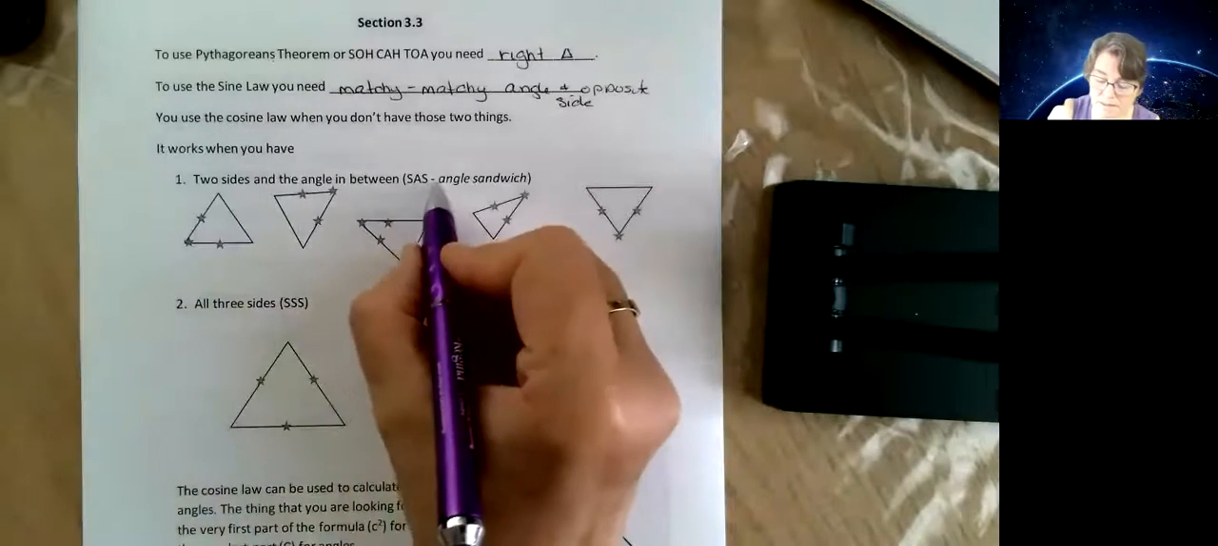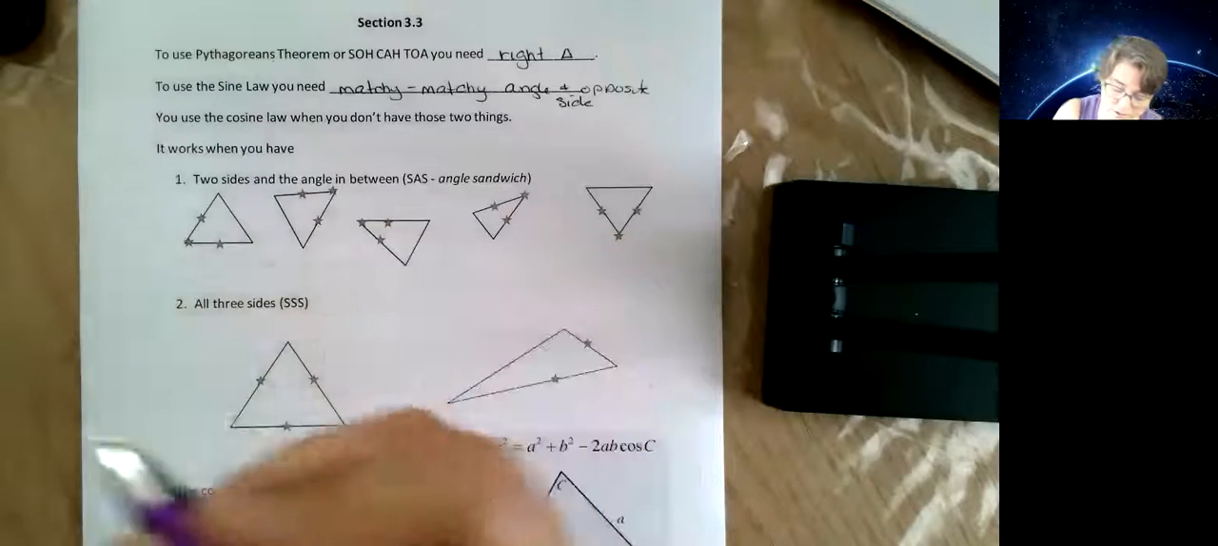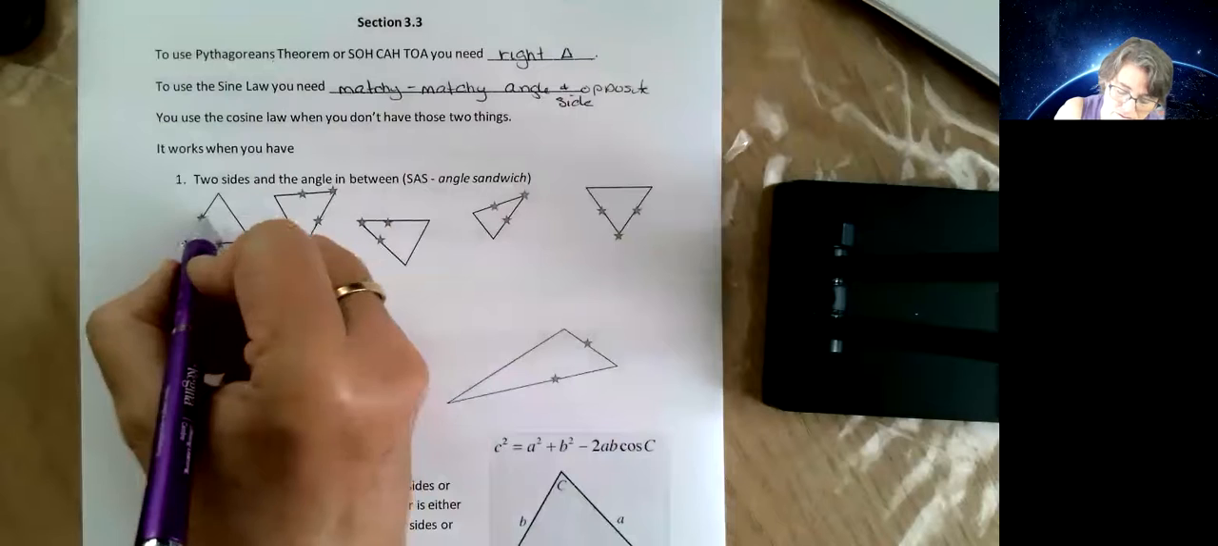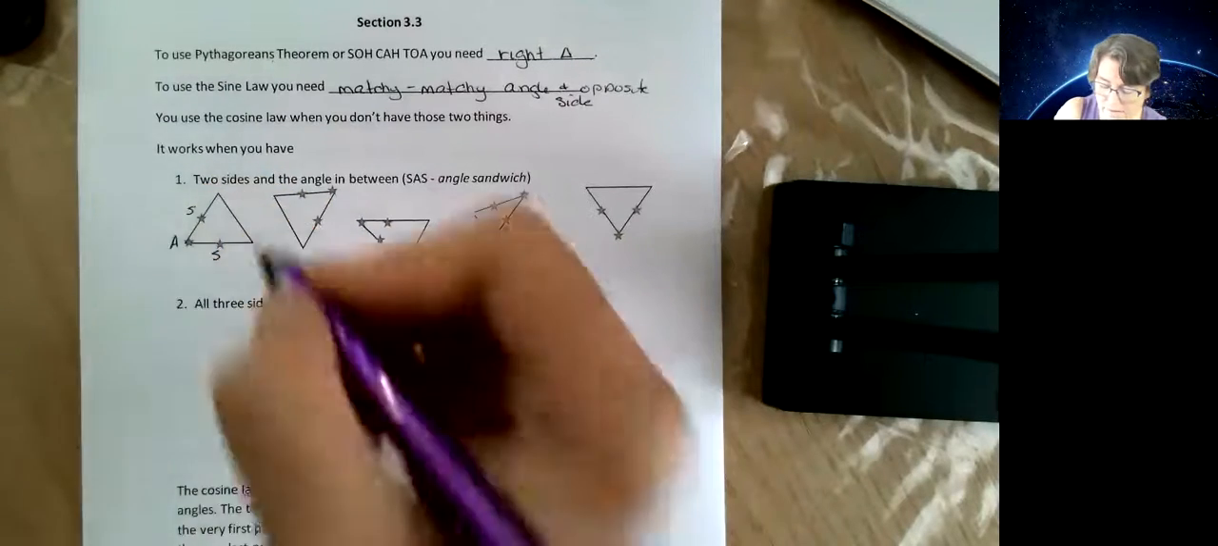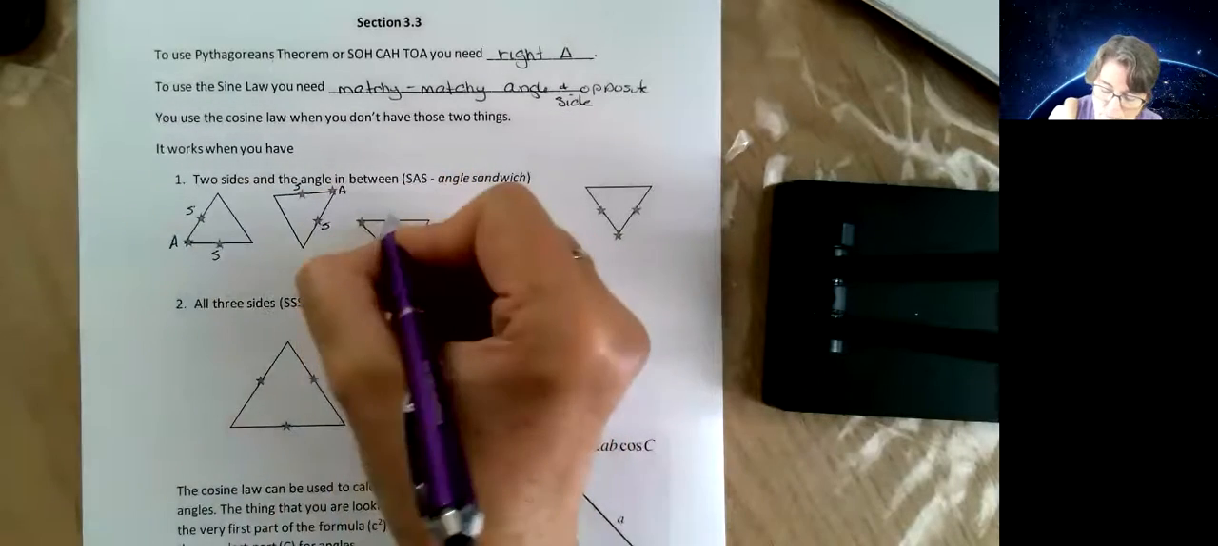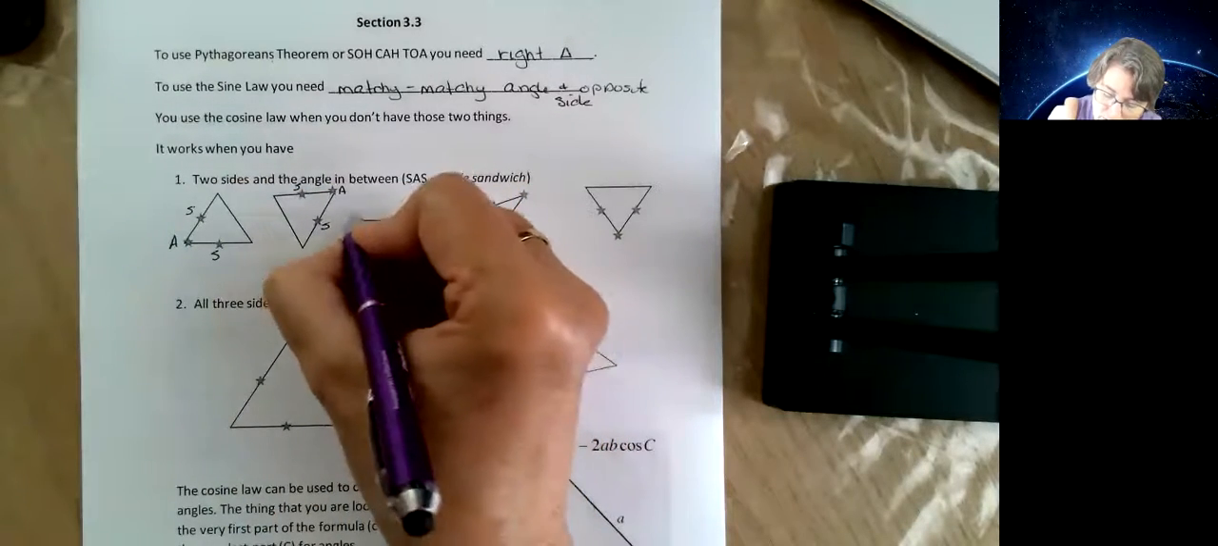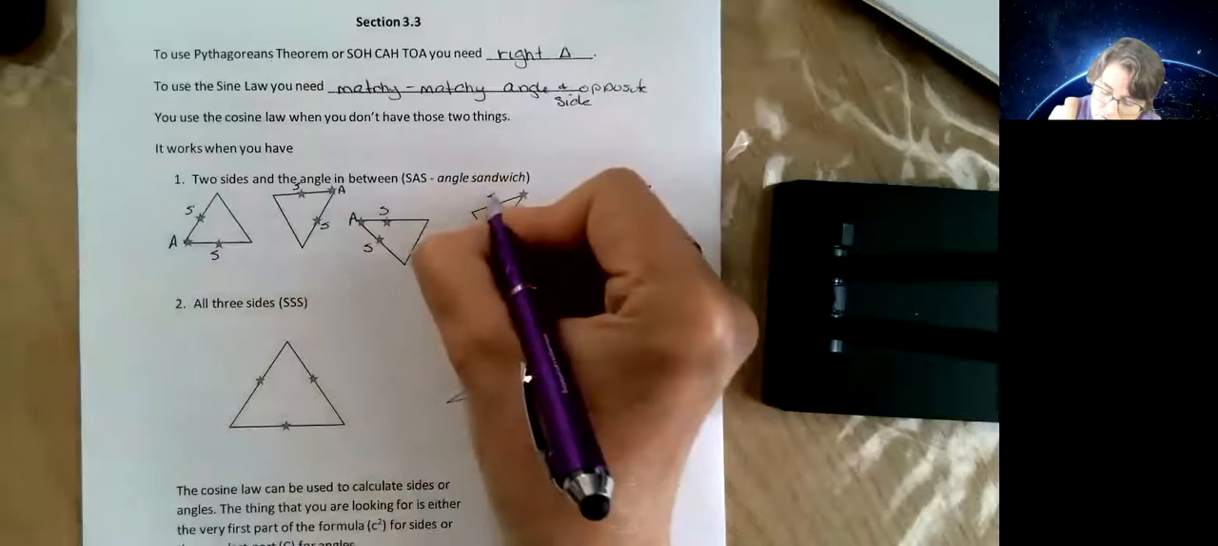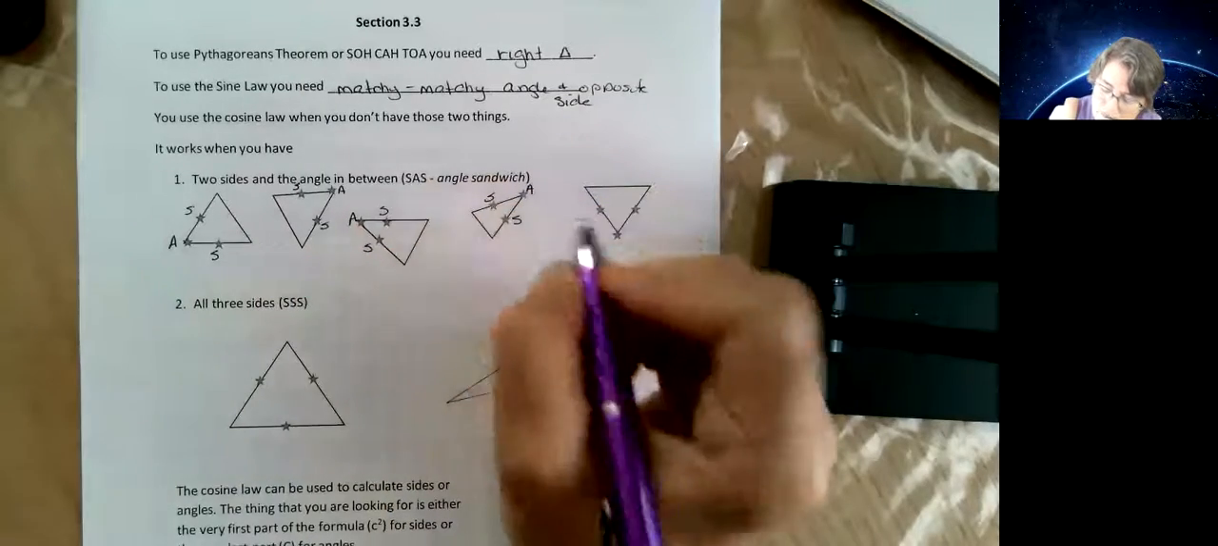One is side angle side. So you have an angle sandwich. There's my side, there's my angle. Side angle side. I was obviously having way too much fun making these pictures. Not sure why I made so many, because it's pretty obvious. Sandwich, angle, sandwich. Okay, or three sides.